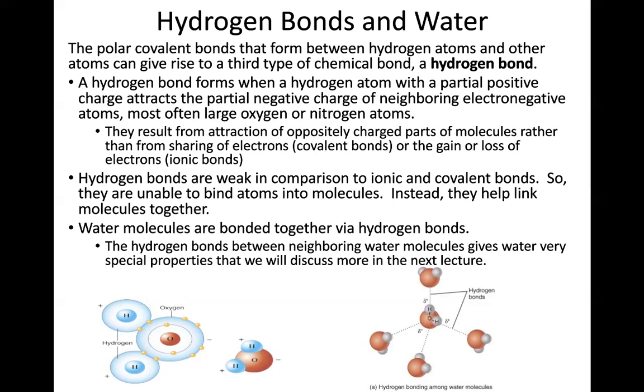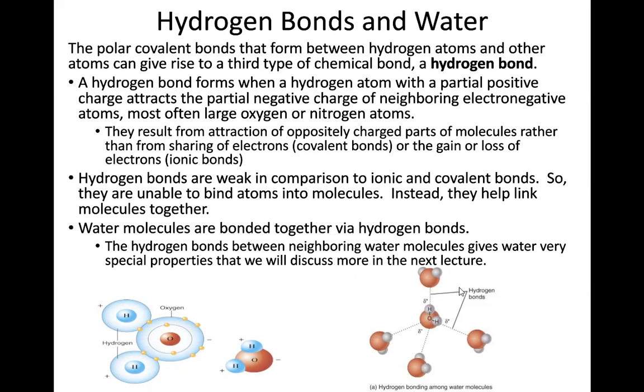Okay, so let's read through. A hydrogen bond forms when a hydrogen atom with a partial positive charge attracts the partial negative charge of neighboring electronegative atoms, most often large oxygen or nitrogen atoms. They result from attraction of oppositely charged parts of molecules rather than from sharing of electrons like covalent bonds or the gain or loss of electrons as in ionic bonds.